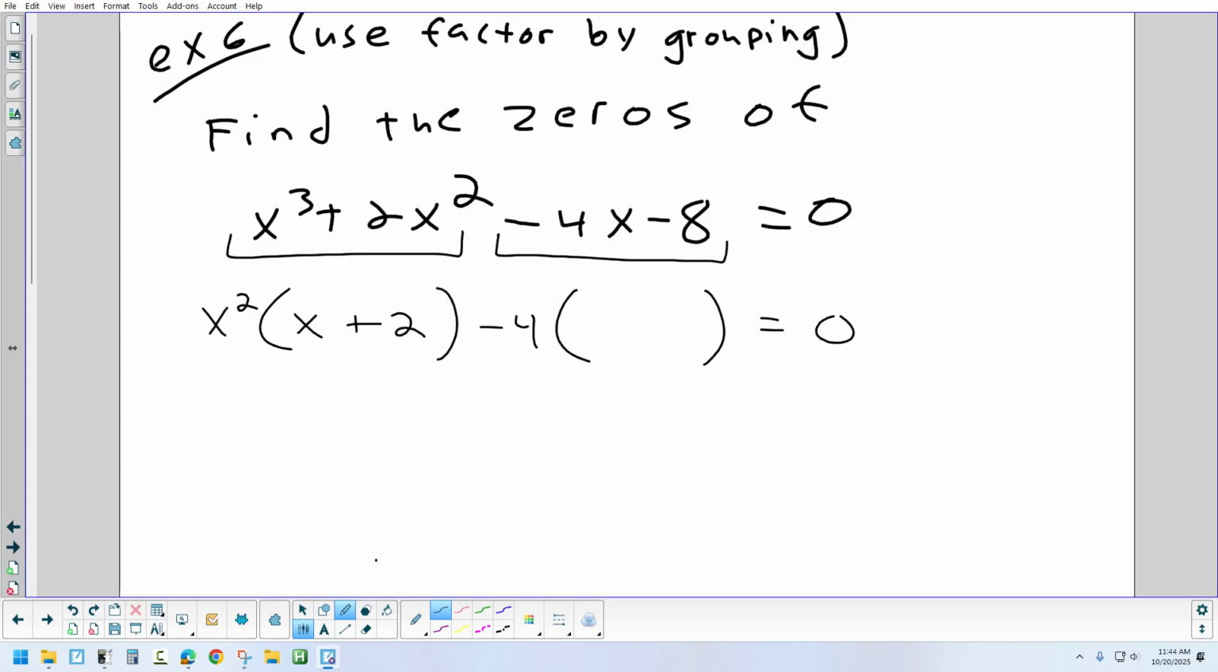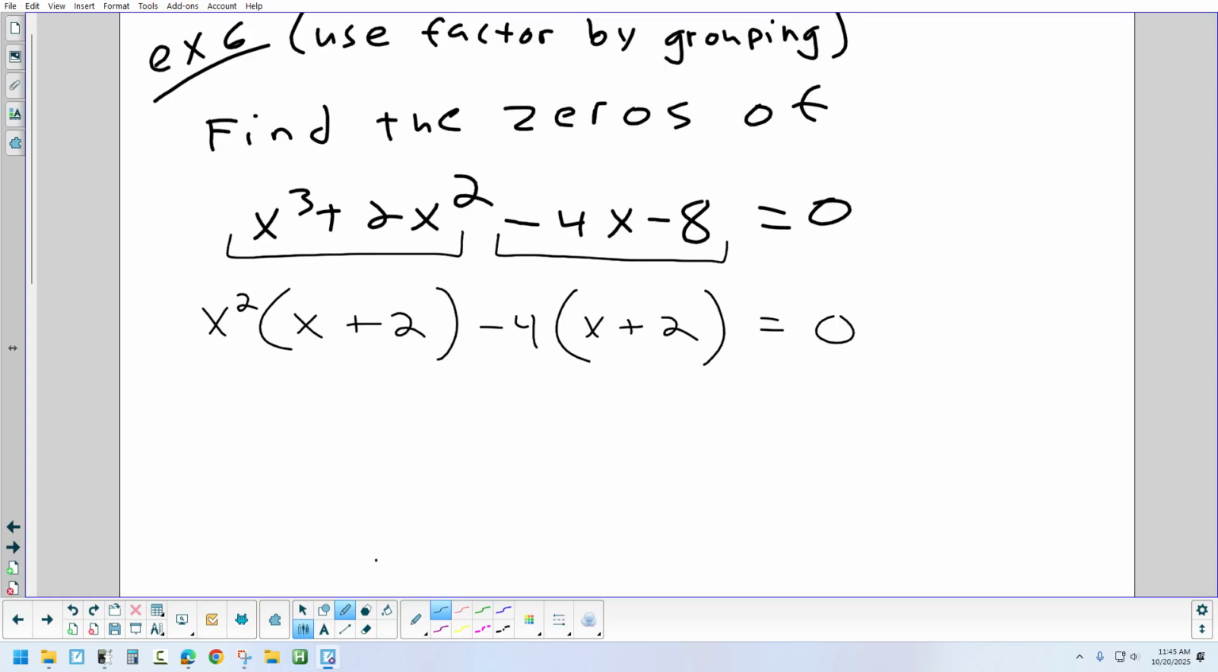And if you factor out a negative 4, what are you left with inside your parentheses? X minus 2. Or x plus 2. X plus 2. When you're doing factor by grouping, that's exactly what needs to happen. You have to end up with the same thing in parentheses. If you didn't, then factor by grouping is not going to work.